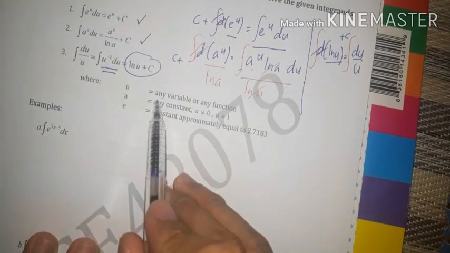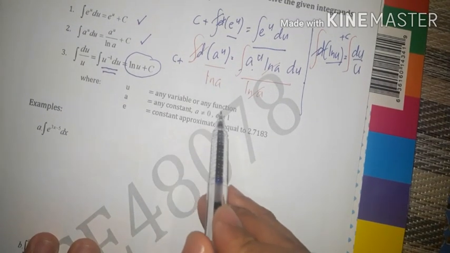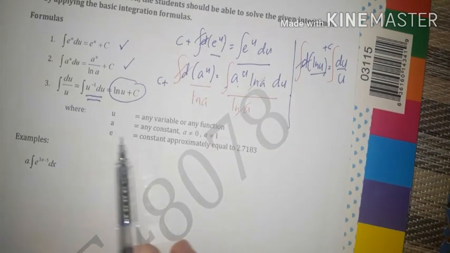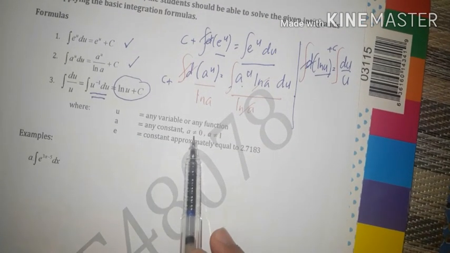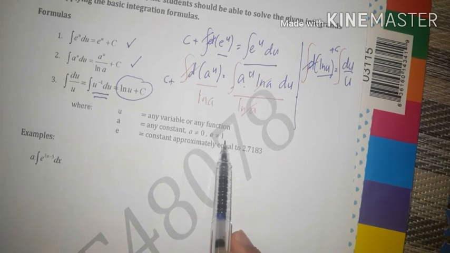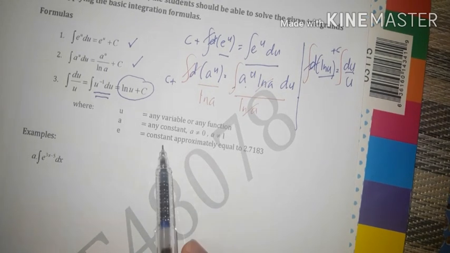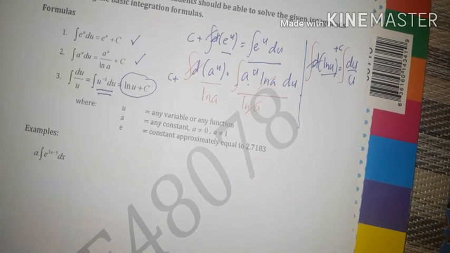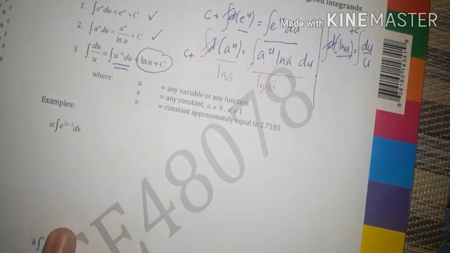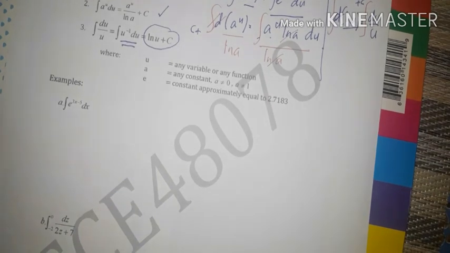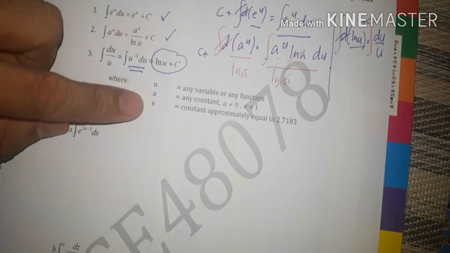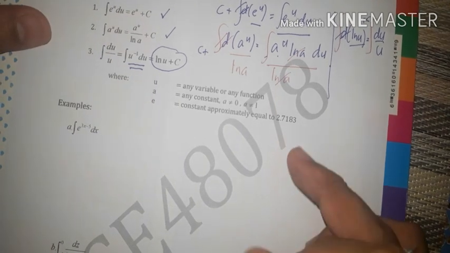It could be any variable or any function, algebraic, or it can be a transcendental function. Where a is any constant except 0 and 1, and e is a constant approximately equal to 2.7183. So you know that e is a constant that already has a value. It's a constant. That's 2.7183.